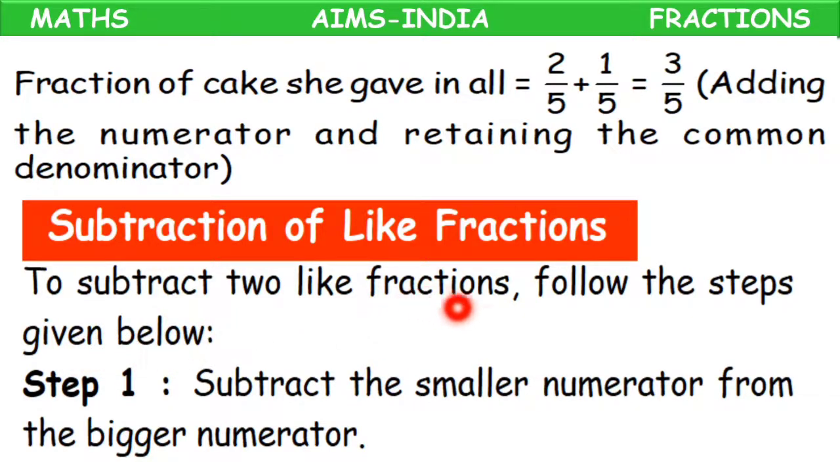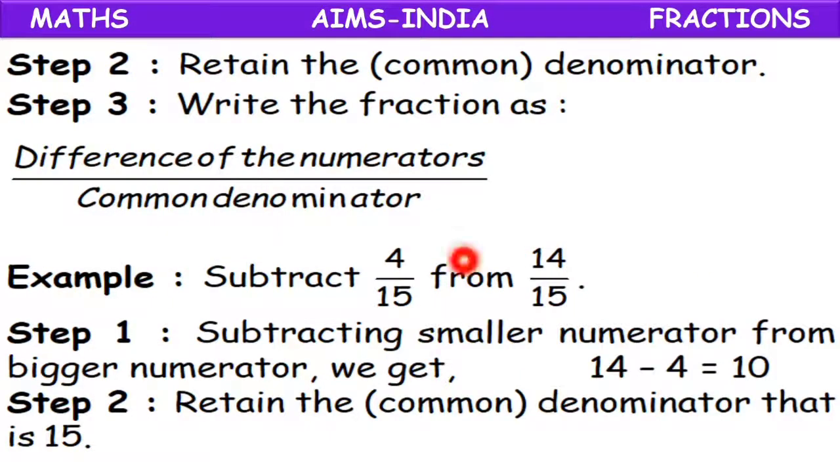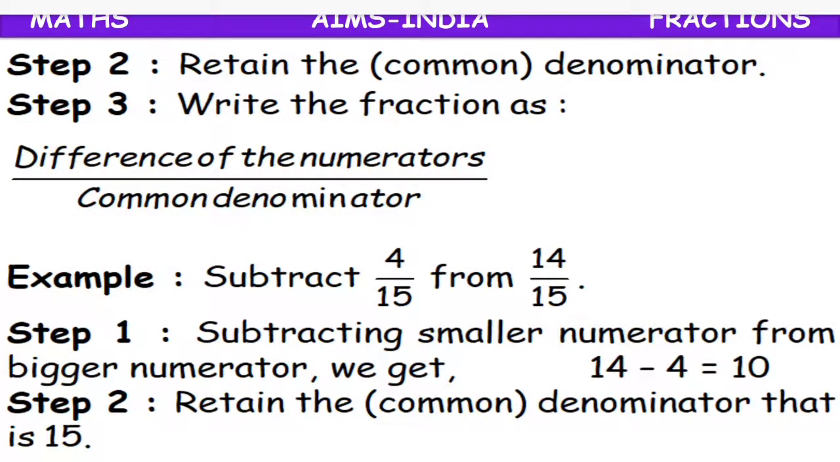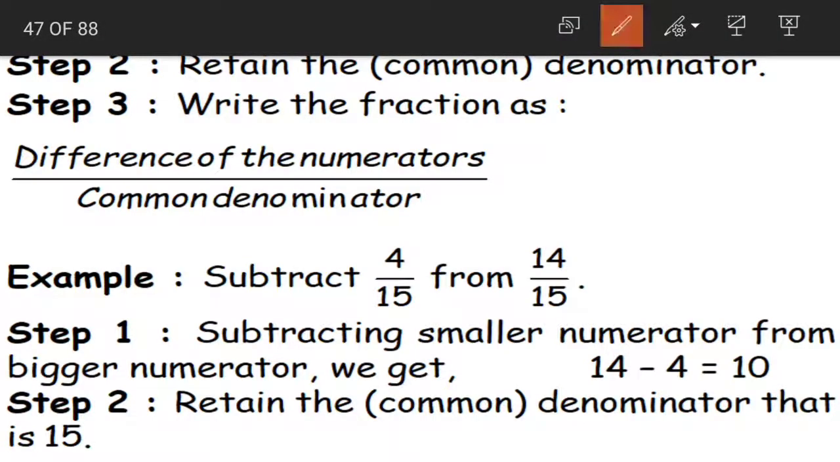Step 1, subtract the smaller numerator from the bigger numerator. Step 2, retain the common denominator. And step 3, write the fraction as difference of the numerators by the common denominator. Yes, while we are subtracting, what will we do? We'll always subtract the smaller number from the larger number. Yes, we subtract the smaller number from the larger number.